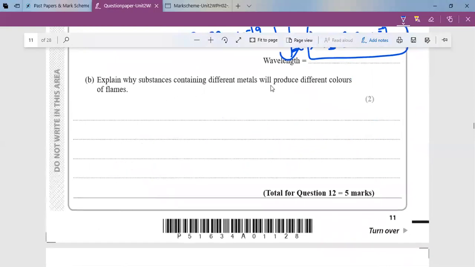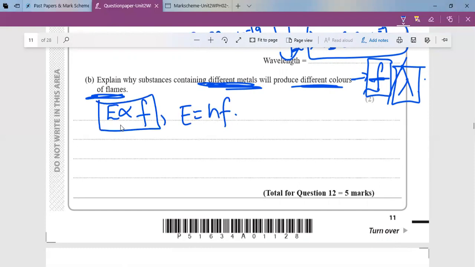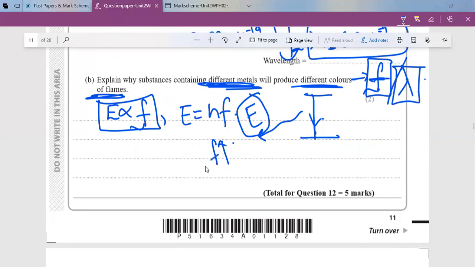Now explain why substances containing different metals will produce different colors of flames. Substances which have different metals will produce different colors of flames. The colors actually depend upon the frequency or the wavelength of the emitted radiation. So what does the frequency or the wavelength depend upon? It depends upon the energy according to the formula E equals hf, right? The frequency and energy are interdependent. So the greater the gap between the two energy levels from which the electron is de-exciting, the greater the energy of the emitted radiation or light, and the greater the frequency of that emitted light.